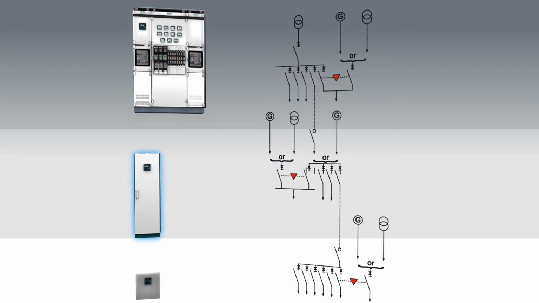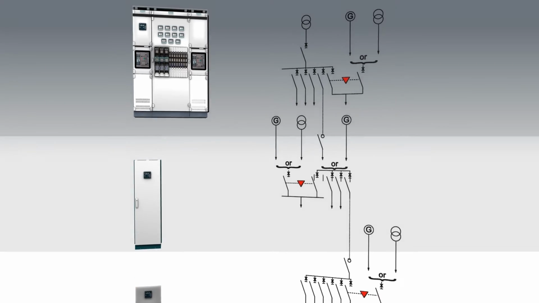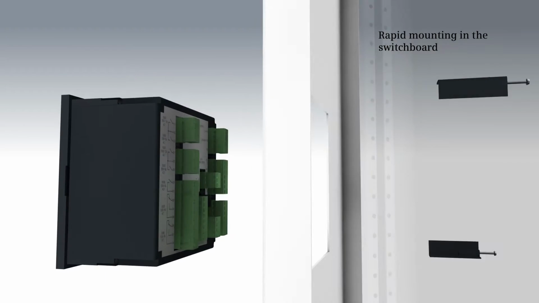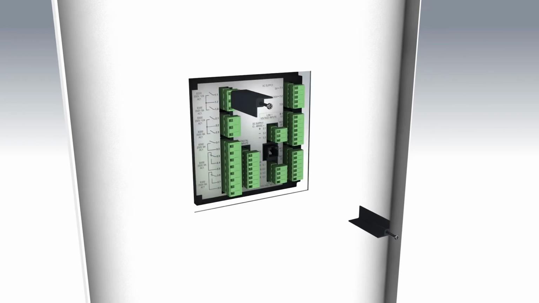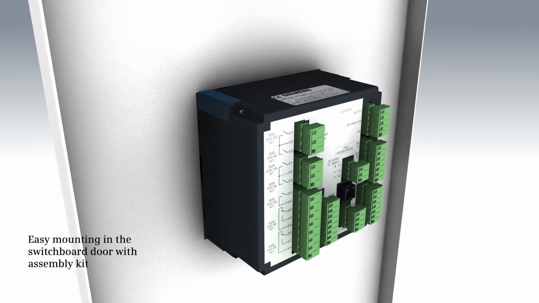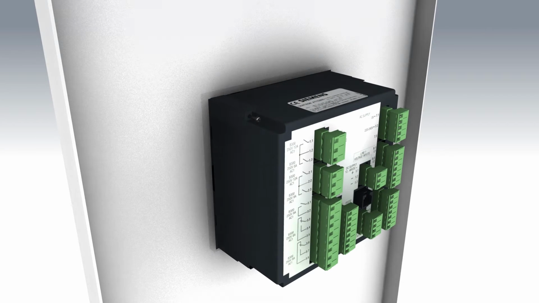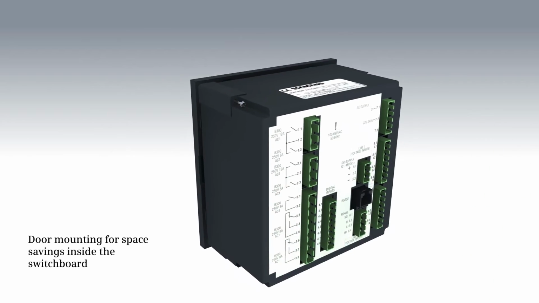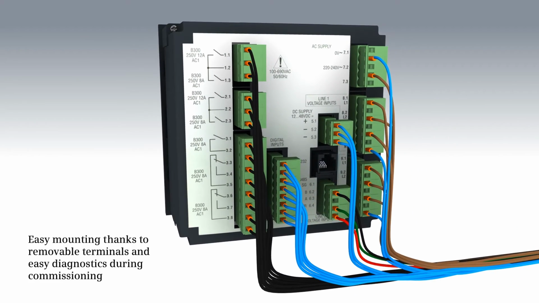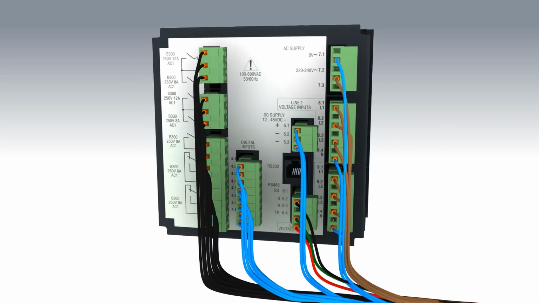As a panel mounting device, it can be integrated in low voltage main distribution and sub-distribution systems. The device can be easily mounted in the switchboard door with the enclosed assembly kit to save space inside the switchboard. The removable terminal blocks on the device's rear ensure comfortable commissioning and diagnostics.